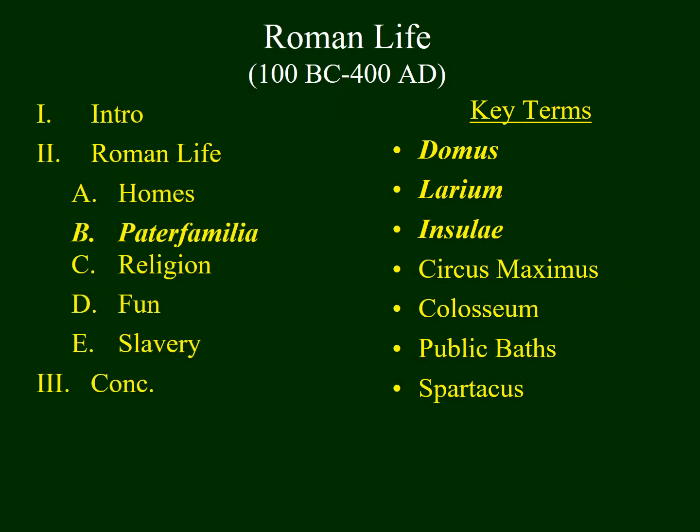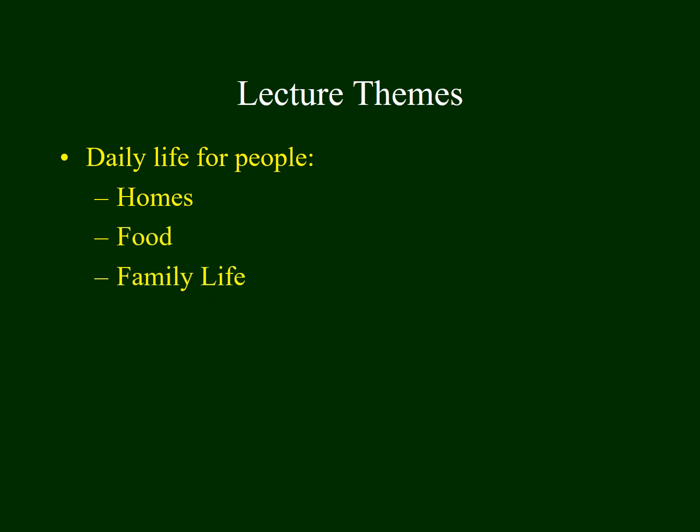The title of today's topic would be Life in the Roman Empire from about 100 BC to 400 AD. Essentially, we'll explore many aspects of people's daily lives, from the types of homes that they lived in and the food that they ate, whether they were rich or poor, family life as well as the importance of the father in the family, and then what people did for fun, different types of entertainment. Lastly, we'll address slavery, because slavery existed in the Roman Empire.